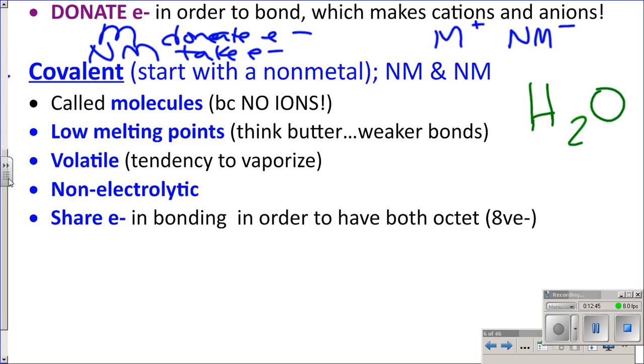They are opposites, so they have low melting points. For example, water melts at what again? 0 degrees Celsius, good. So it's going to change from ice to liquid water at 0 degrees Celsius.